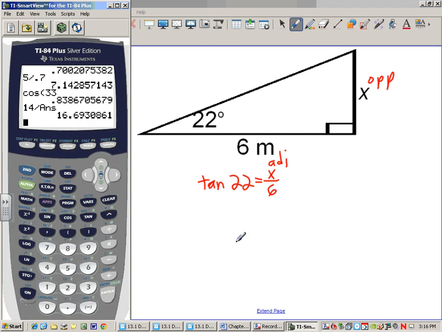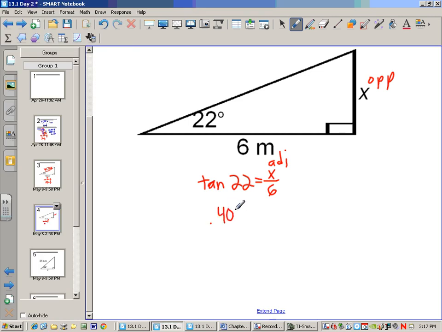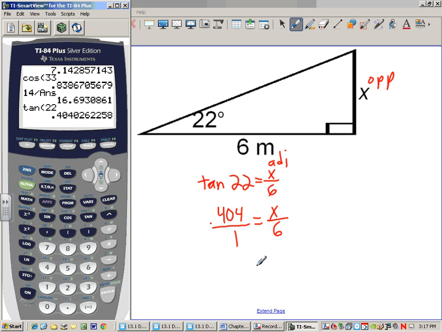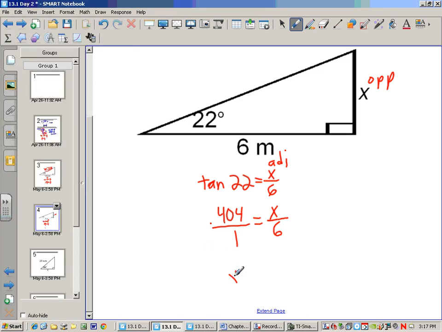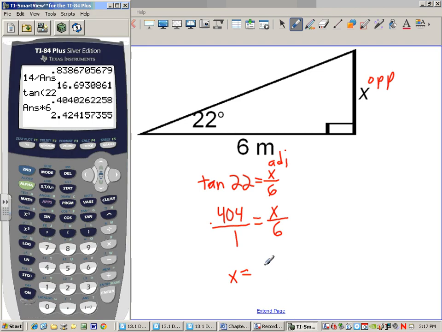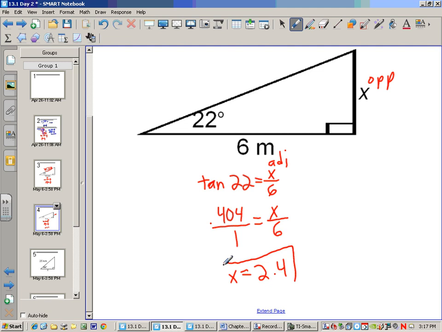Now tangent of 22, I type that in the calculator. Tangent of 22, enter. That's 0.404, which is equal to x over 6. Now I cross multiply and divide, and it's 6 times that divided by 1, which is just 6 times that, so we can just multiply that answer times 6. And my x value is 2.4, let's just leave it at that. It'll be about 2.4 meters, would be this opposite side.